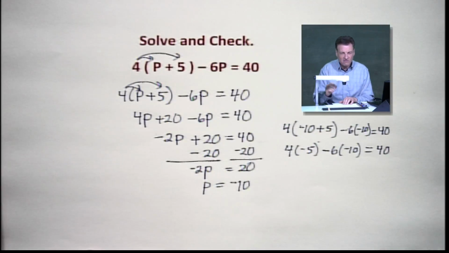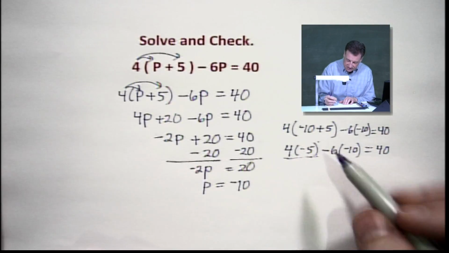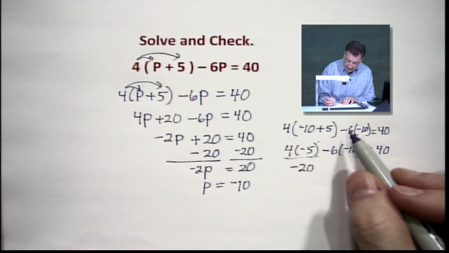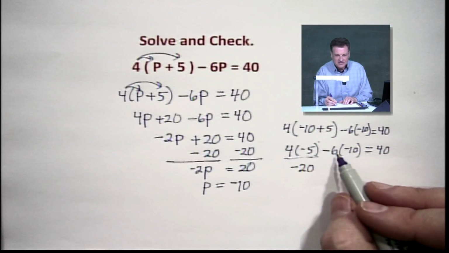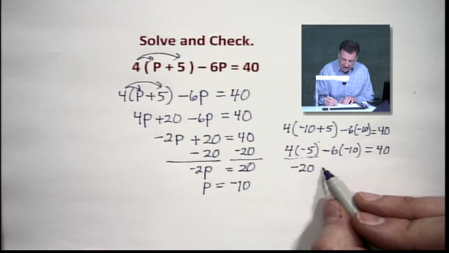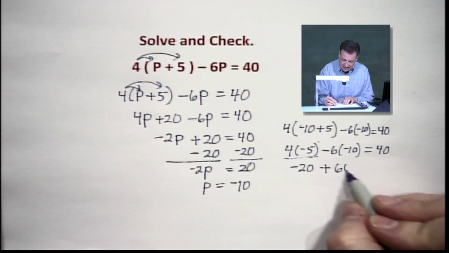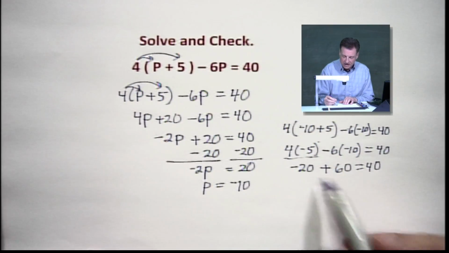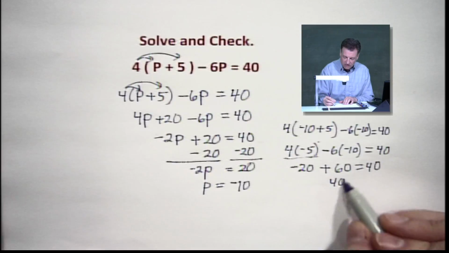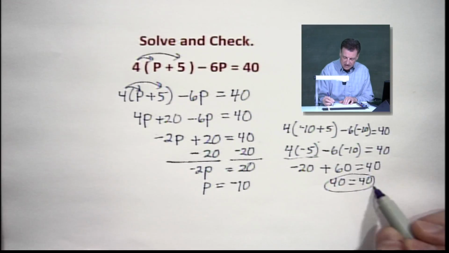So very carefully here. This part gives us negative 20. This is like saying plus a negative 6 times a negative 10, all that good stuff. This is going to give us a positive 60, to equal 40. And look what we have. We have 40, 40, it does equal.